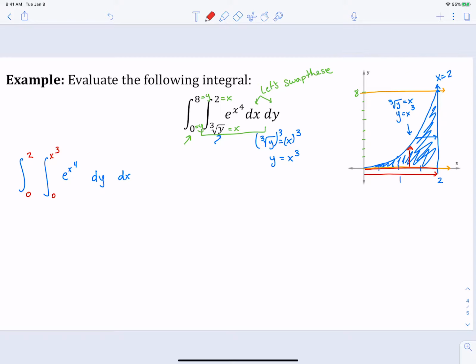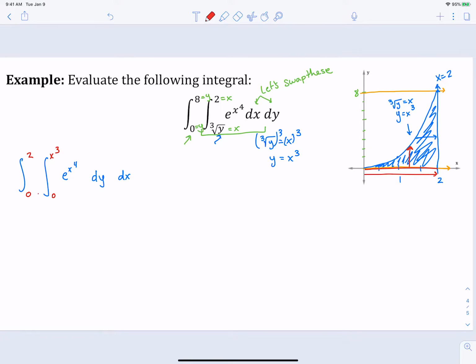So notice our limits of integration look pretty different than they did over here. That's why it's really helpful to draw that region and think about, okay, now if I'm moving in these different directions, how is that going to change those limits of integration?